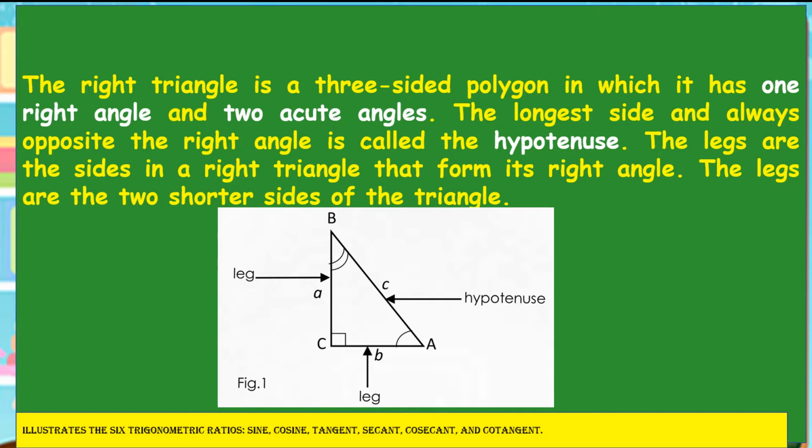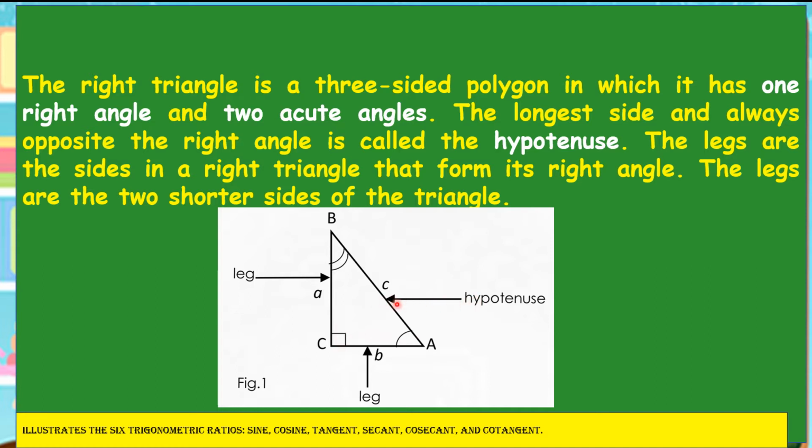So let us first determine what a right triangle is. A right triangle is a three-sided polygon which has one right angle. As you can see in the figure, it has one right angle and two acute angles, which are angle B and angle C. The longest side, always opposite the right angle, is called the hypotenuse.